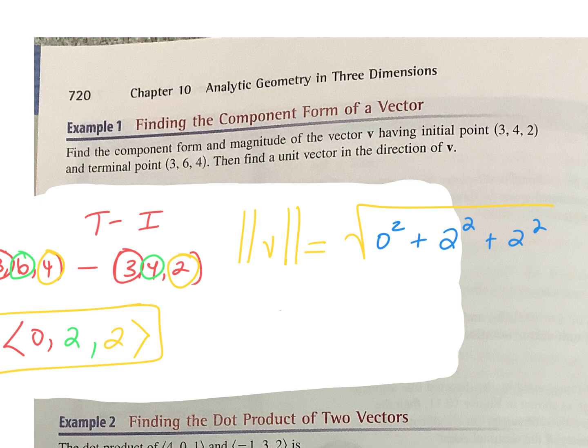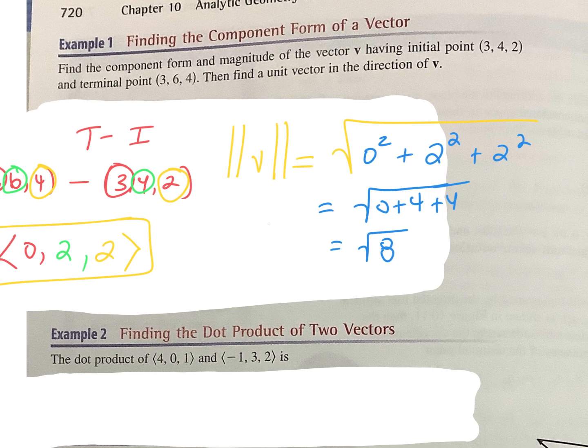Everybody with me? Now we simplify. What is 0 squared? 0 plus 2 squared is 4, plus 2 squared is 4. So this becomes the square root of 8. Do we leave it like that? No. This is 4 times 2, so when you take out the perfect square, this becomes 2 square roots of 2. That's your magnitude. If you don't remember this, hopefully this isn't too terrible, but this is sections 6.3 and 6.4. Just instead of 2 numbers, it's 3.